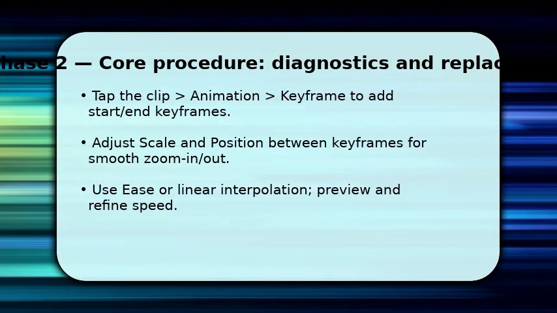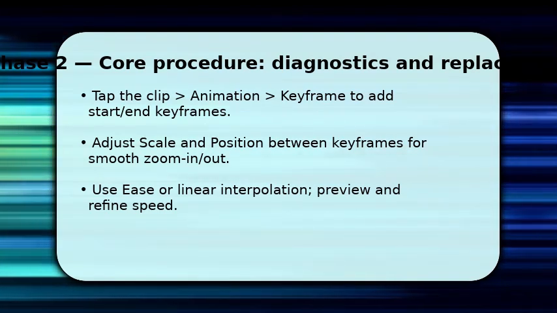You now add keyframes to animate the zoom. That's where the how happens. Tap the clip, choose keyframe, and set the first keyframe with your base scale and position. This locks the starting view.